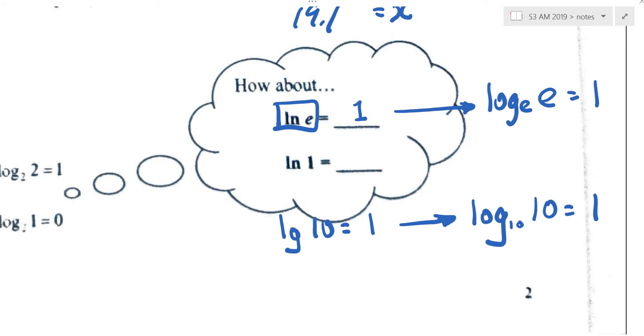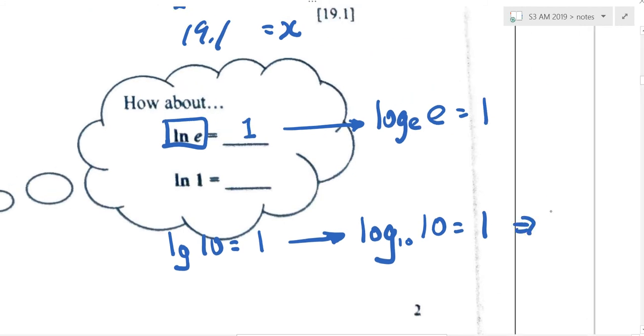So what do you conclude? As long as the base and the number is the same, what will be the power? 1. Do you understand? Now, let me further prove to you so that you can swallow it and digest it. If I change this to exponential form, can you help me? 10 is the what? Base. Do you agree that if this is the base and this is the power, I can write something like that. Base to the power is equals to the number. Right?